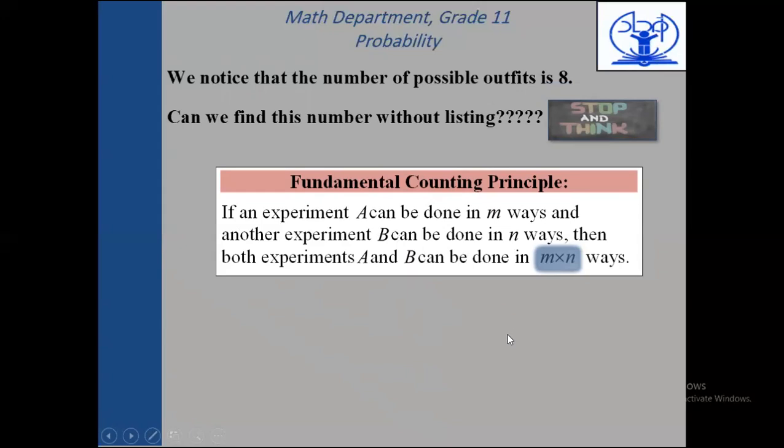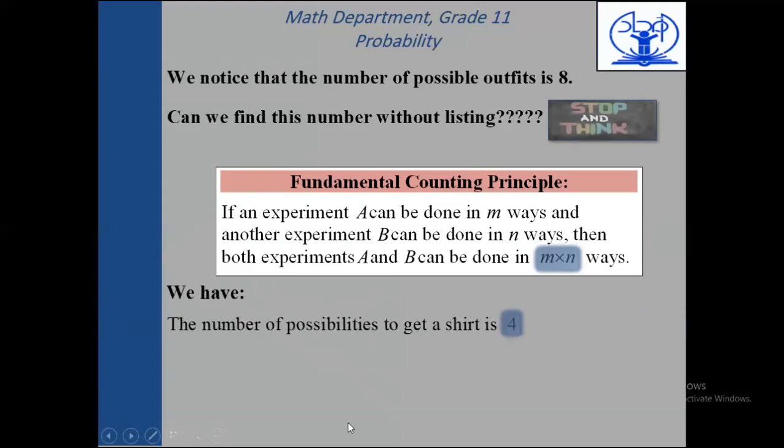Or in other words, we can say that if an experiment is composed of 2 or even 3 components, if the first component can be done in m ways, a component could be the shirt. Another component is the pant. So if it can occur in n ways, you may have a third component, like a hat or whatever. Then to know the total number of ways, you can simply multiply the number of each possibility.